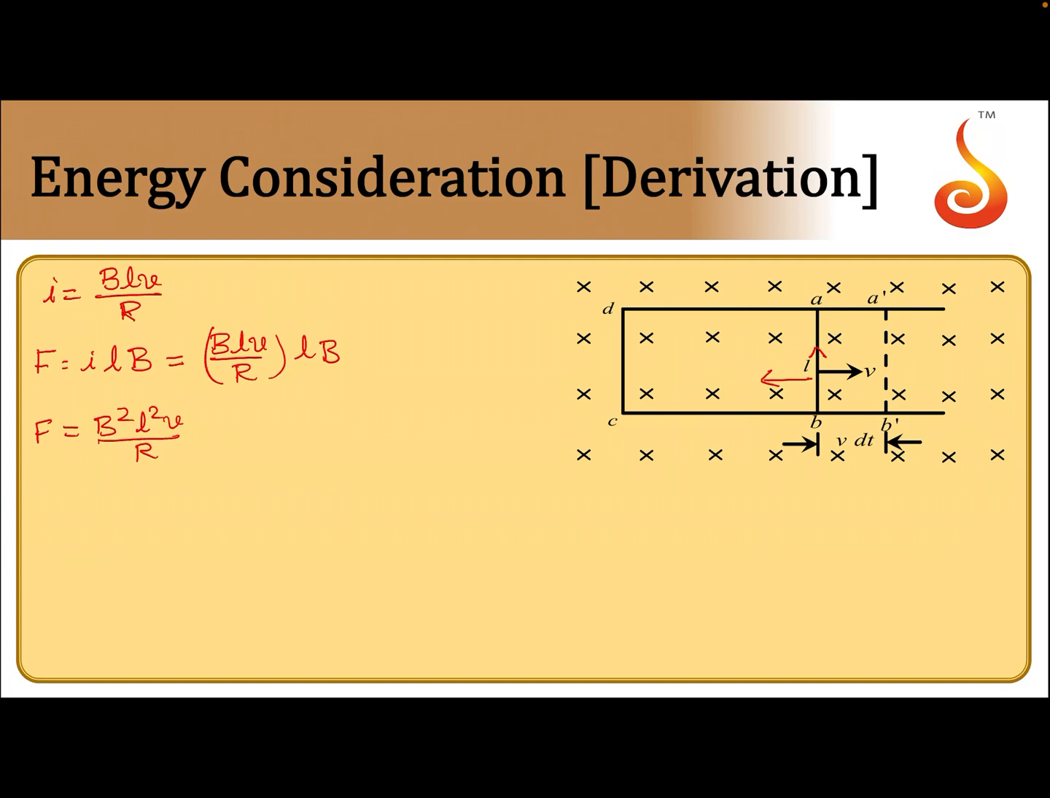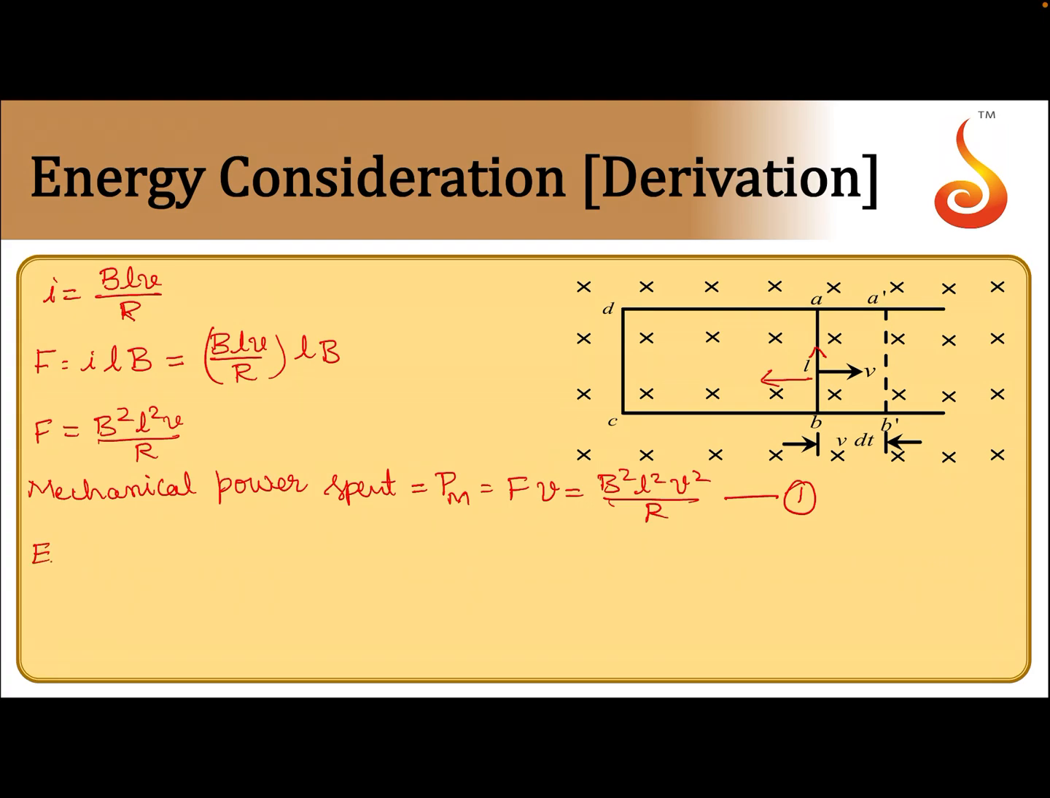So the mechanical power spent, I'll call it as PM, will be equal to F into V, that is B square L square V square divided by R. Call it as equation 1.